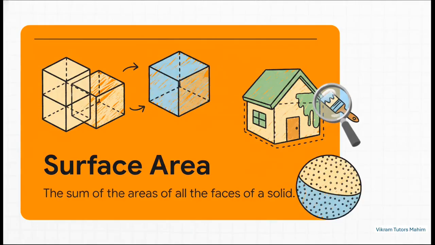Okay, so what about the outside? Well, that's where surface area comes in. If volume is the stuff inside, you can think of surface area as the skin on the outside. It's the total area you'd need to paint or to wrap. It's literally the sum of the areas of all the different faces of a solid object.